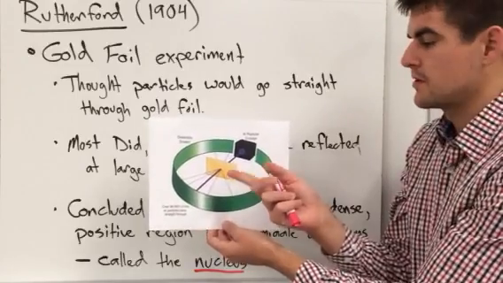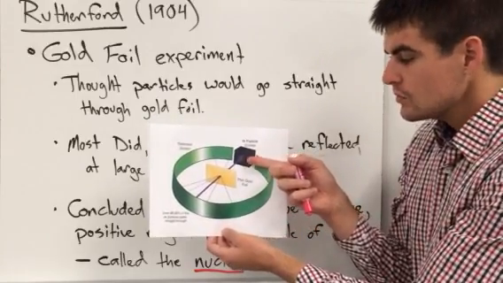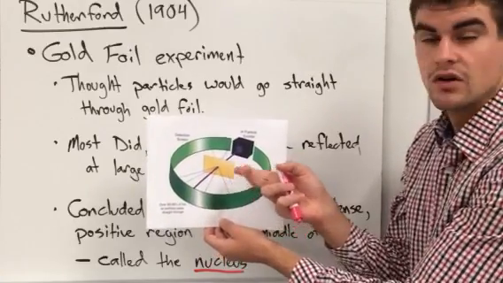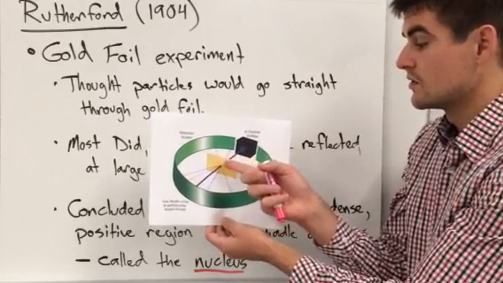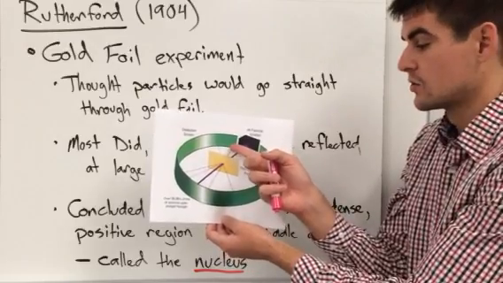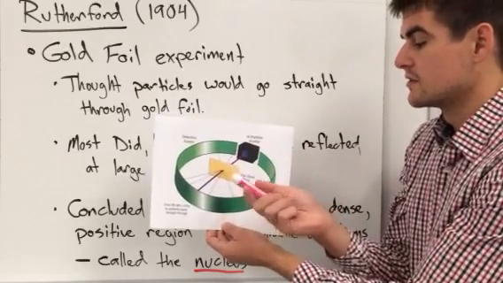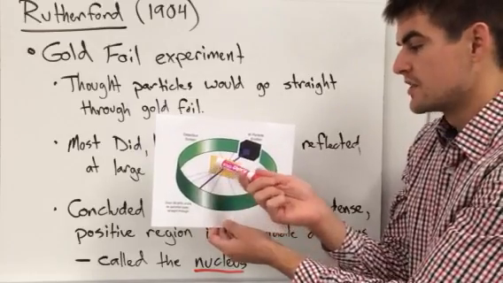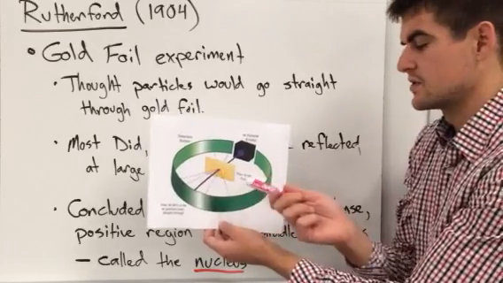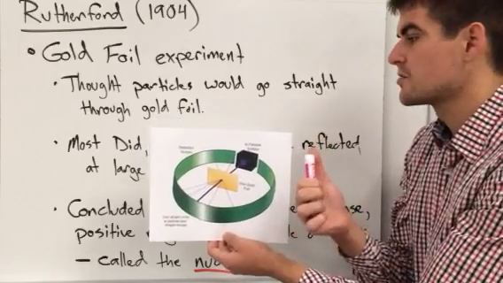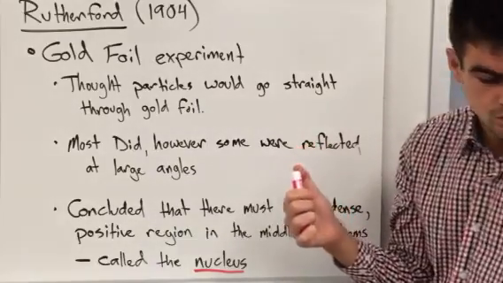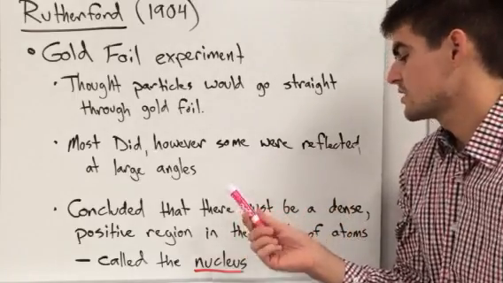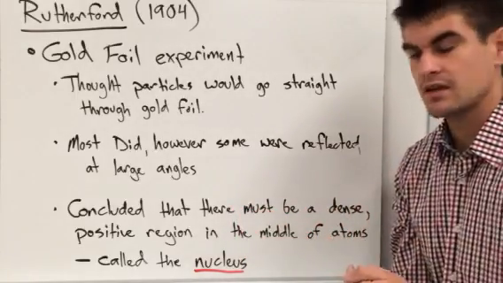But what ended up happening was some of those particles, as you can see, were deflected at very large angles, and some even almost right back towards the screen. He was correct that some of them did go straight through, but it was these outliers, the ones that bounced back, that really caused him to think about it. And so he concludes that they have to be hitting something.